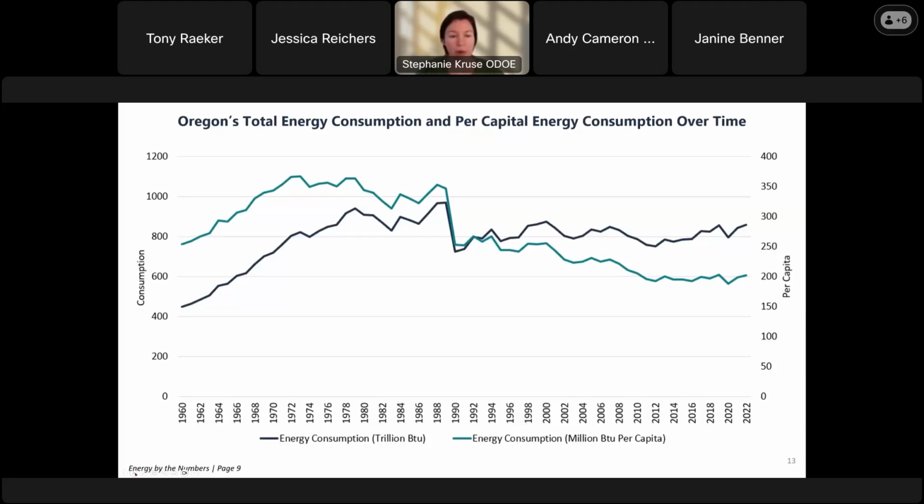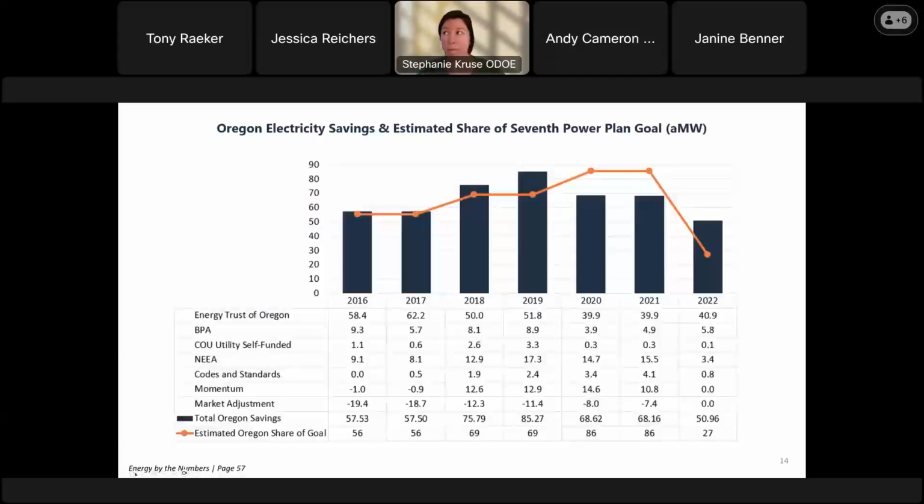Oregonians are doing a great job with energy efficiency to keep per capita consumption down, even as the population increases. But as you'll see in the next slide, that trend could change. Energy efficiency remains the second largest energy resource in the Pacific Northwest after hydropower.